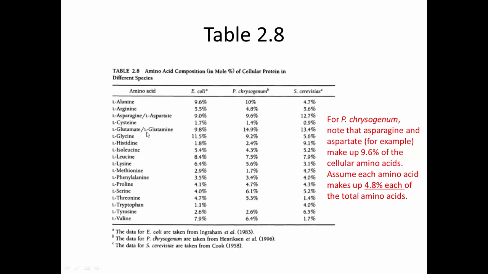Same with glutamate and glutamine. Divide this 14.9% in half, and half of that is the percentage of glutamate, half is the percentage of glutamine. So that comes up to like 7.45% for glutamate and 7.45% for glutamine.